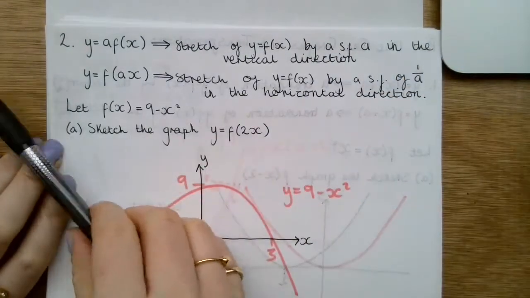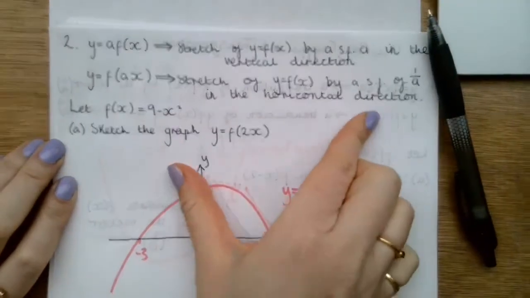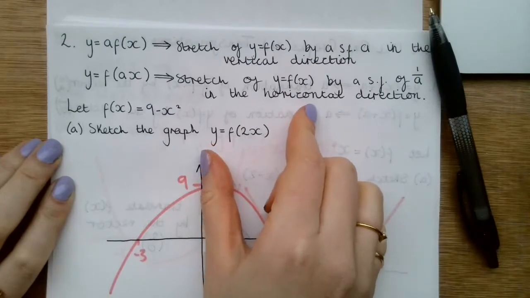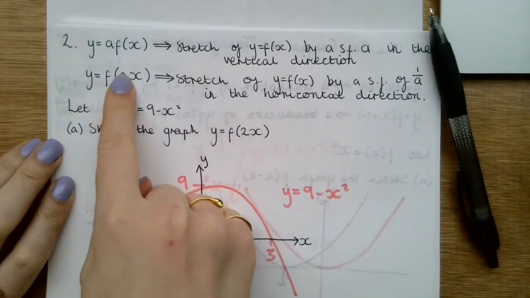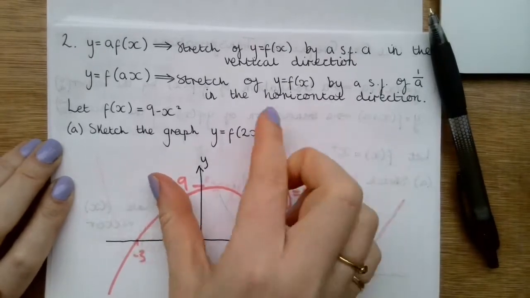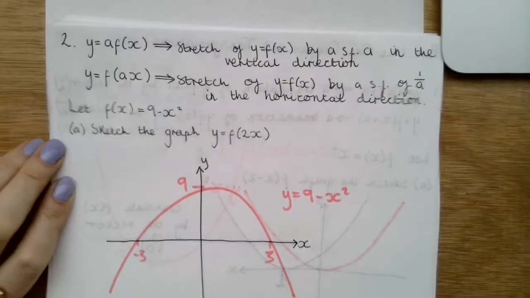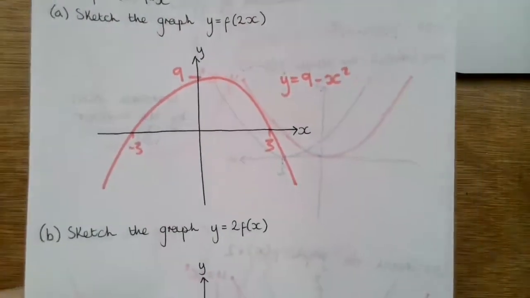So for example, if we had y equals f of 2x, then everything would halve in that horizontal direction. If it was y equals f of a half x, everything would double in that horizontal direction, so it would get bigger in the horizontal direction. So we're going to look at the two examples now.